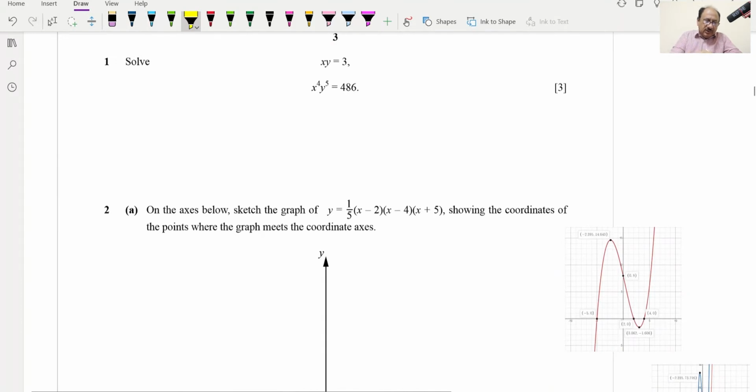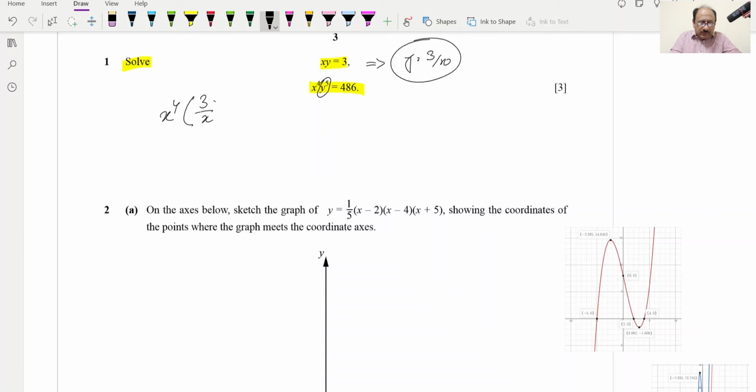Question number 1 says solve this equation provided. xy is equal to 3 and we have to find this value. So what we can do, we can check from here. We can find the y value. Y will be equal to 3 over x, and this value of y we can replace over here and we will get in terms of x. So x raised to the power 4, and instead of y we are writing 3 over x raised to the power 5 is equal to 486.